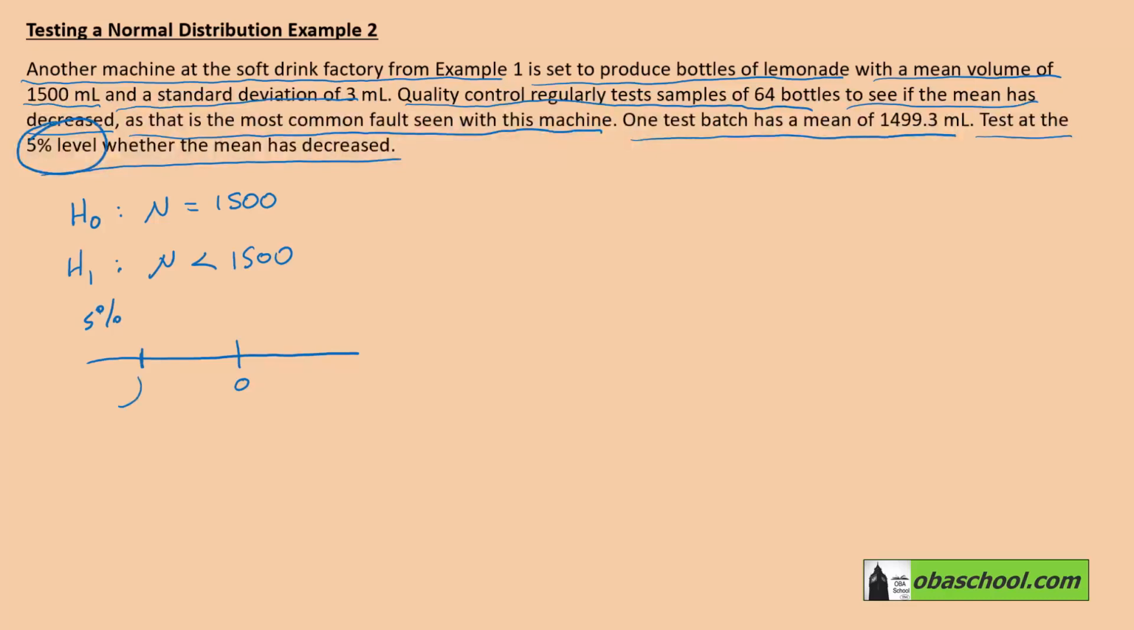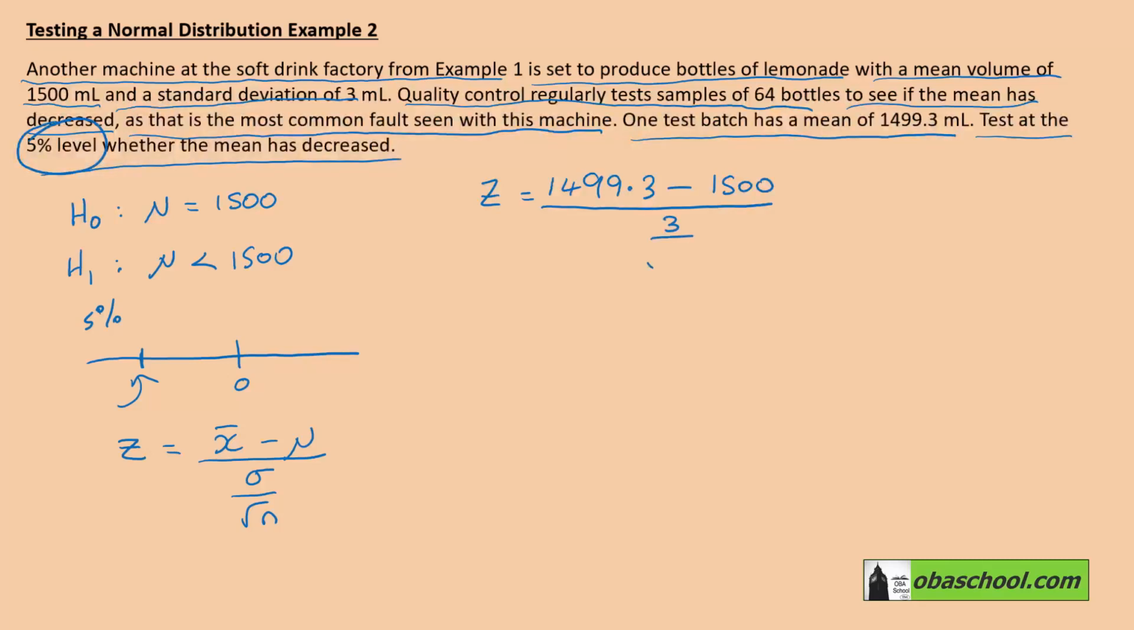Now, rather than finding this value and using a critical region here, we're going to do this one with the p-value. So what I'm going to do first is work out z, which remember is x bar minus mu over sigma over root n. Now here that is 1499.3, take away the assumed mean of 1500, divided by 3 over the square root of 64.